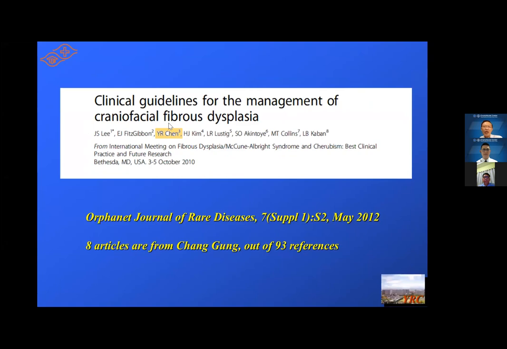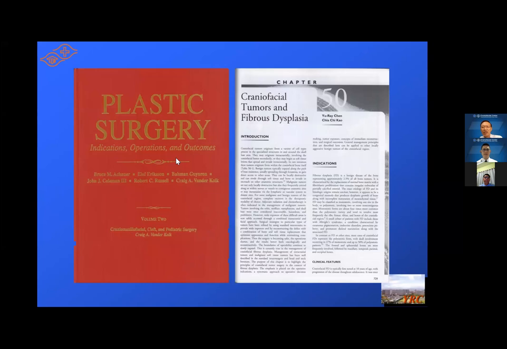I think if you want, you can have this paper copied and you can study it. It was written by Professor Lee, who is at UC San Francisco, and she is a student of Dr. Carbon in Harvard. In this paper we have 93 references, and about 8 articles are from Chang Gung, from our series. We've been invited into the textbook, where you can see how craniofacial fibrous dysplasia is managed in different chapters of the textbook, and even in Neligan's plastic surgery journal.